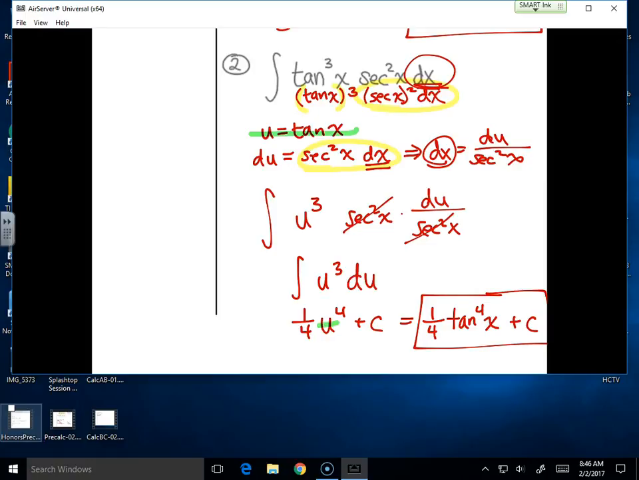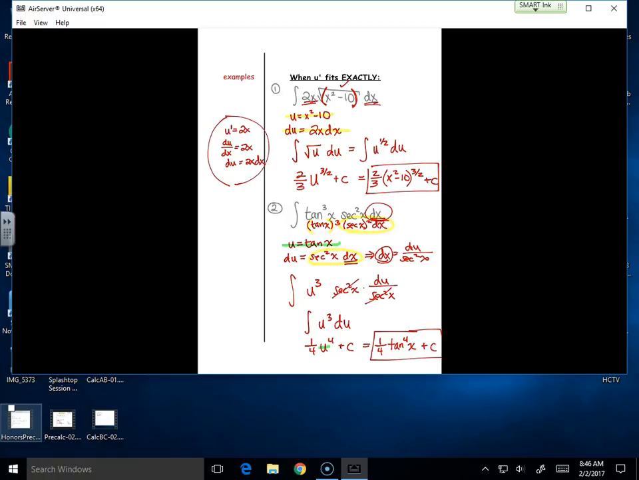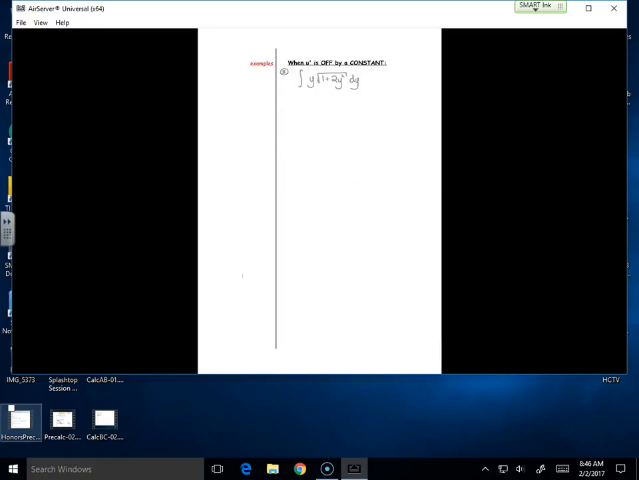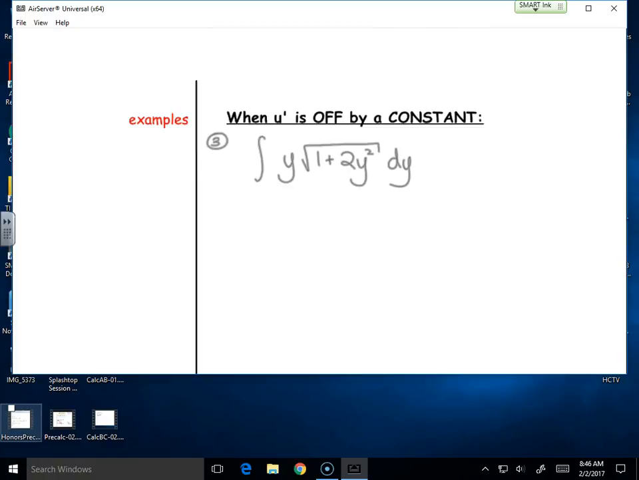So this entire page was, what if u prime fits exactly? What if the du matches exactly all the extra stuff in the integral that I want to get rid of or substitute for? What do you guys think the next page is going to be? What if it doesn't fit exactly? But there are 2 different ways it could not fit exactly. And one of them is, what if u prime is only off by a constant, not a variable? What if u prime is only off by a constant?